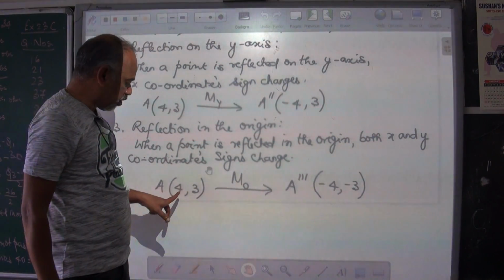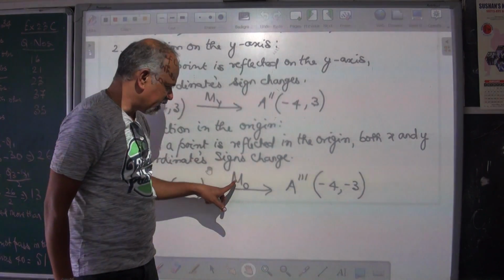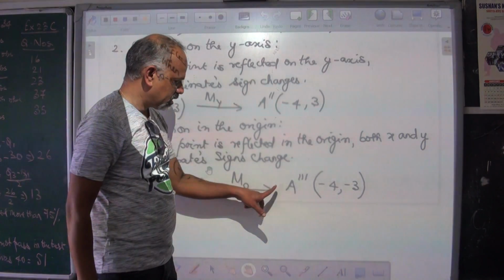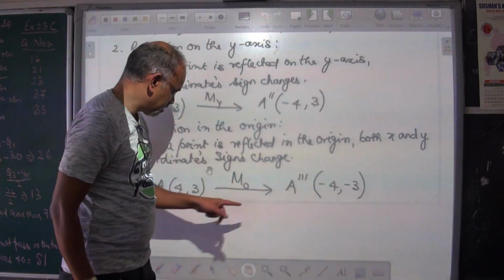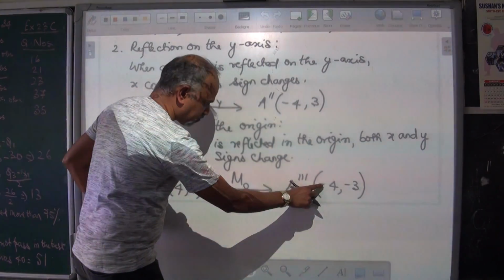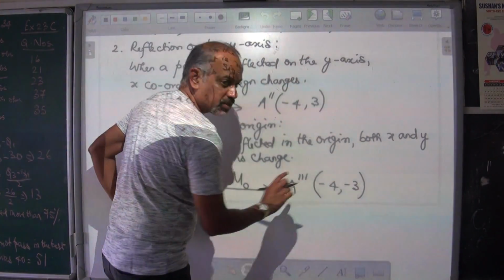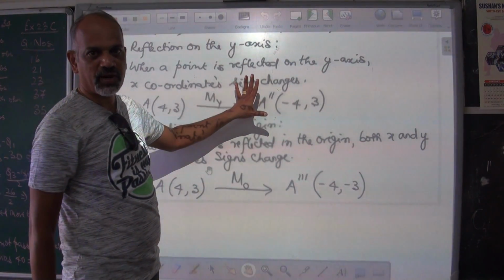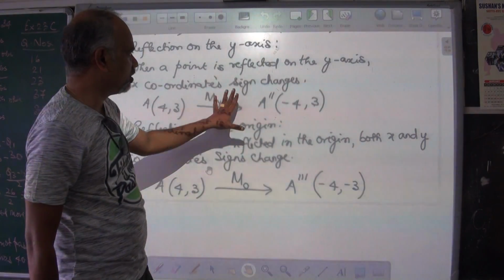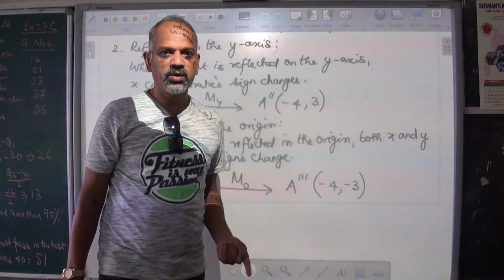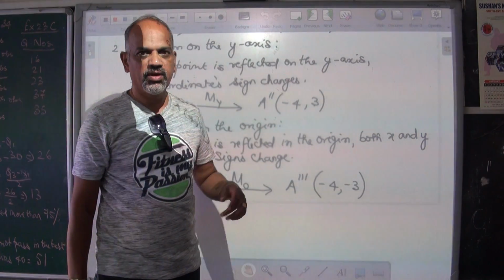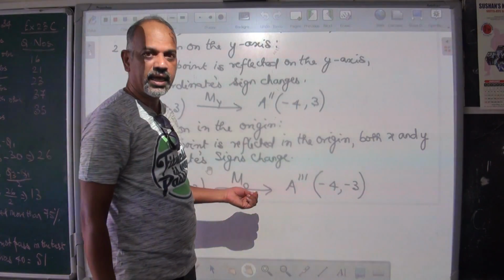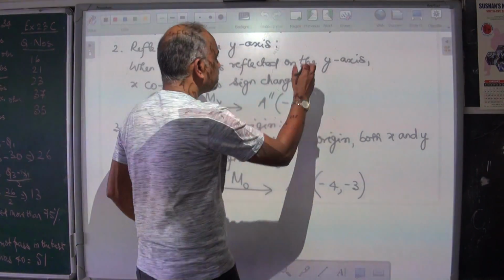So, you have A whose coordinates are 4, 3. It is reflected in the mirror O, which means the mirror is the origin. Then A becomes A triple dash. Both signs should change. 4 has become -4 and 3 has become -3. So, this is normal reflection with no graph. You have to know that when you reflect any point on the x-axis, the y coordinate sign will change. When you reflect any point on the y-axis, the x coordinate sign will change. And when you reflect any point in the origin, both the signs will change.